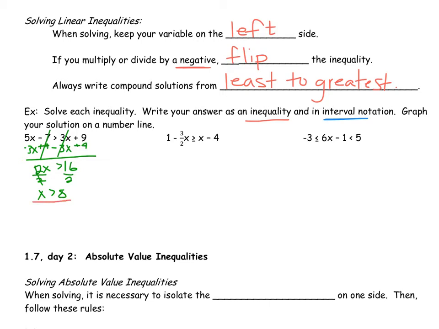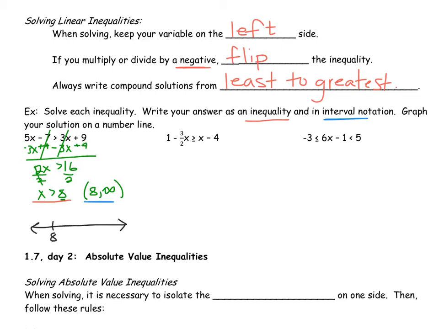If we say interval notation, the arrow to the right means it's going towards positive infinity. So it's going to start at 8, and because it's just greater than, we use a parenthesis. Since the arrow goes towards the right, it's going towards positive infinity, and infinity is always a parenthesis. That's your interval notation.